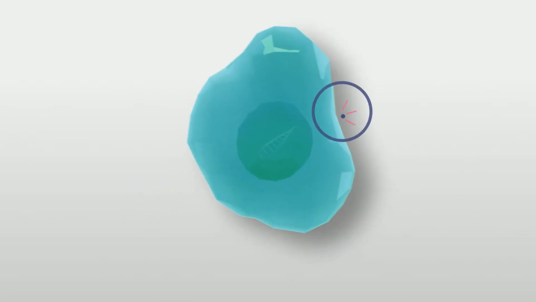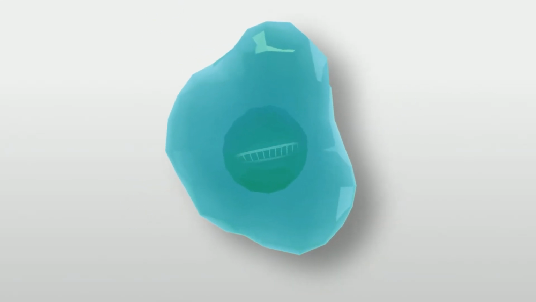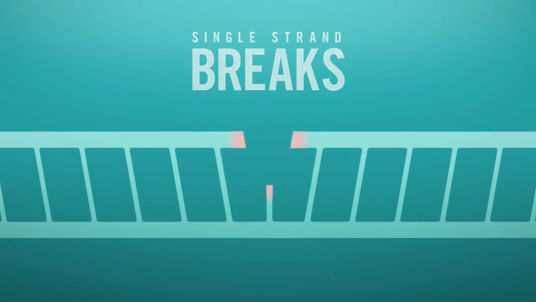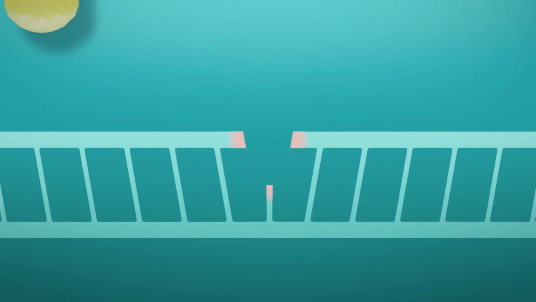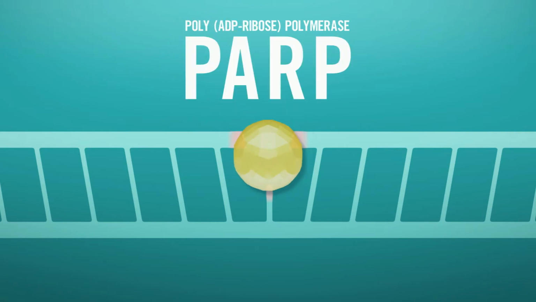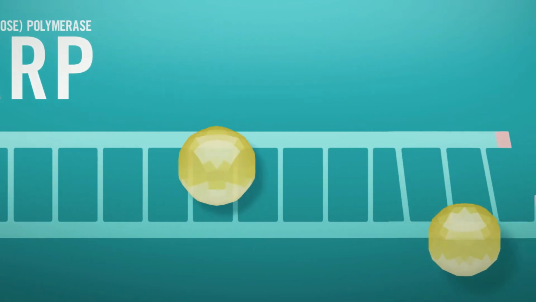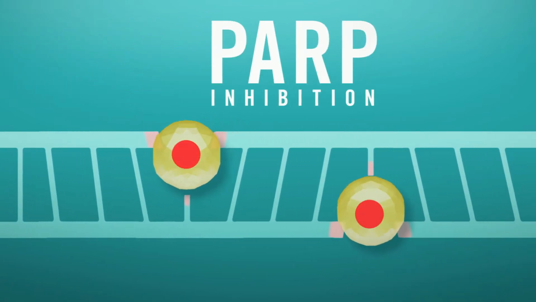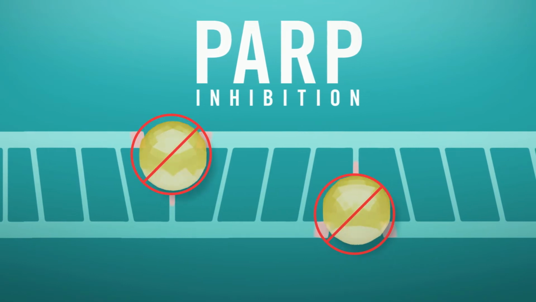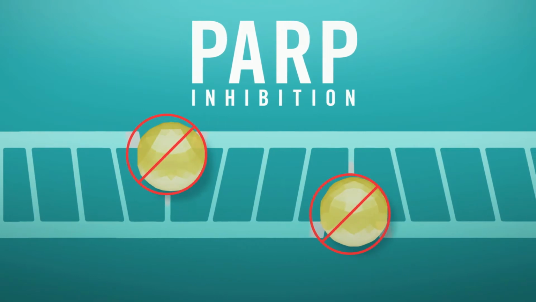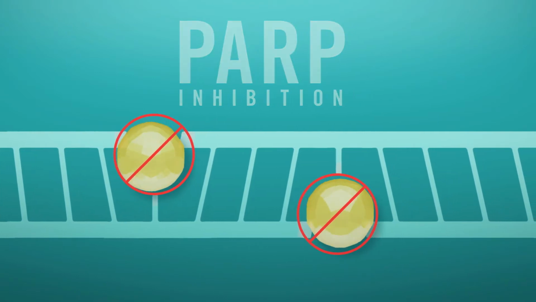DNA is subject to constant damage from environmental exposures and cellular activities. Single-strand breaks are the most common type of DNA lesion. Poly-ADP ribose polymerases, or PARPs, aid in the repair of these breaks. PARP inhibition interferes with DNA repair, leading to accumulation of single-strand breaks and PARP trapping on damaged DNA.